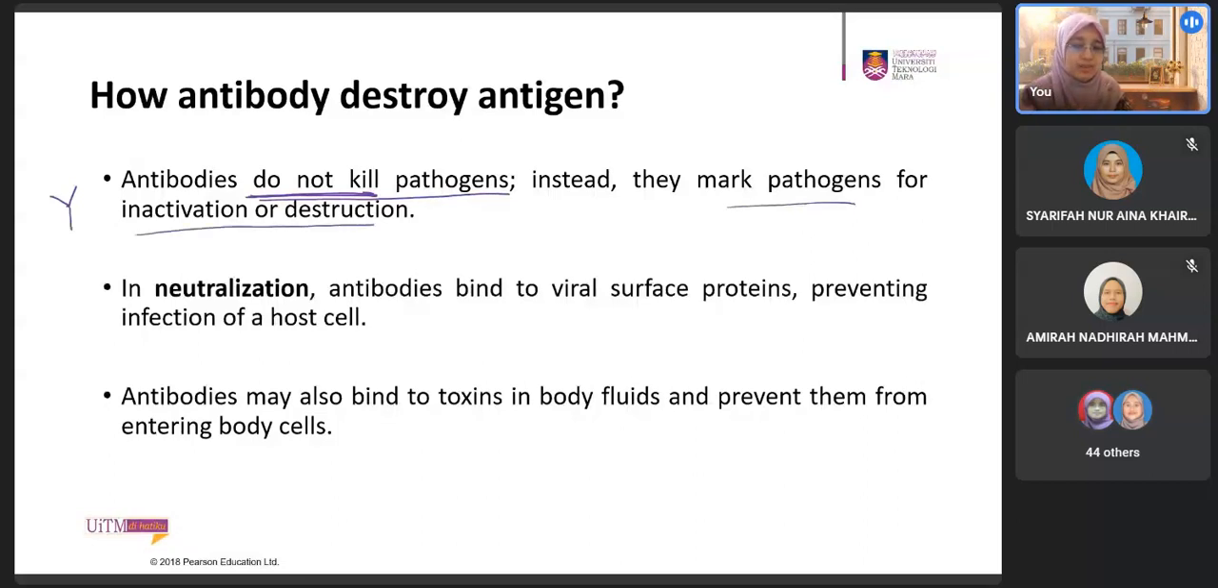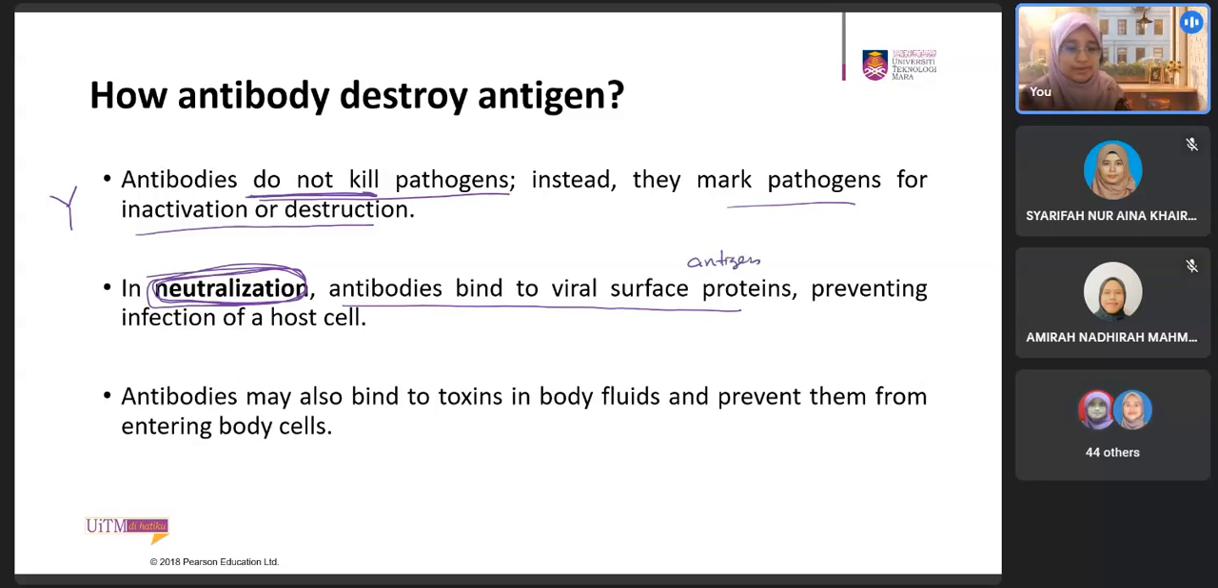So once the antibody binds to the pathogen, it can cause the pathogen to be inactive. It means the antibody binds to the pathogen and locks it from moving, for example. So one of the mechanisms carried out by the antibody is called neutralization. Neutralization is where the antibodies bind to the viral surface protein, which is the antigen. You can assume this is the antigen of the pathogen.